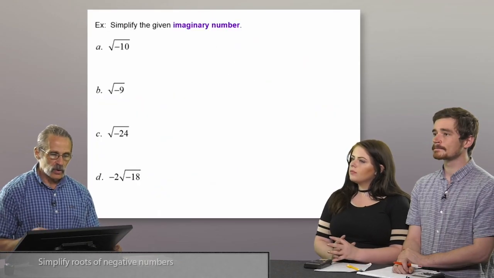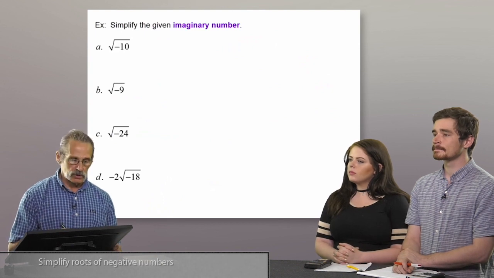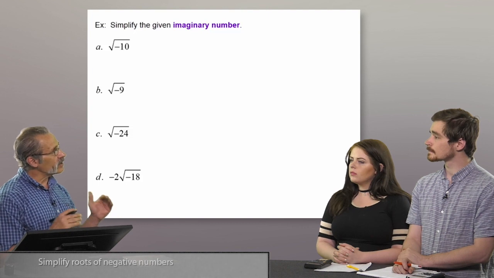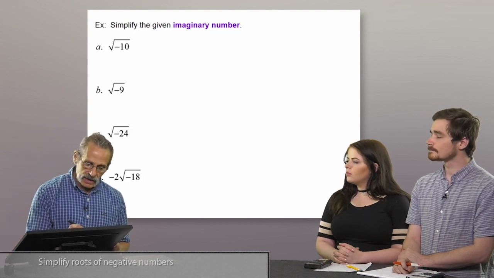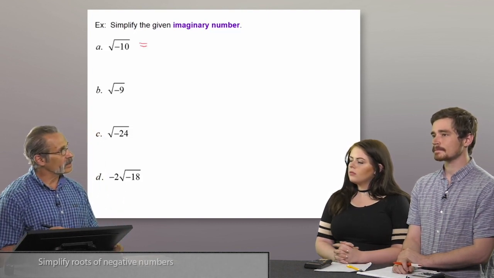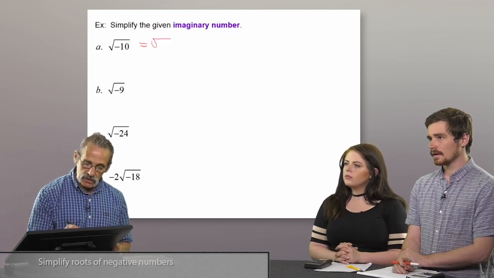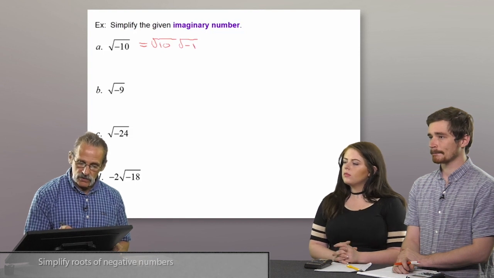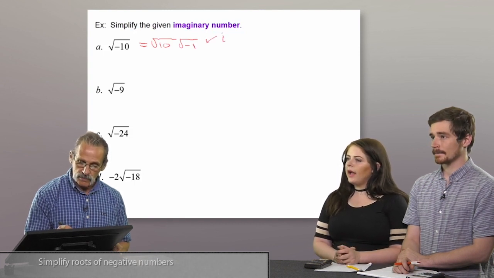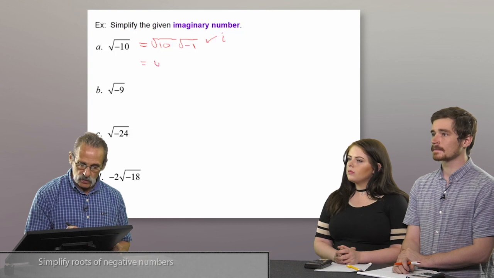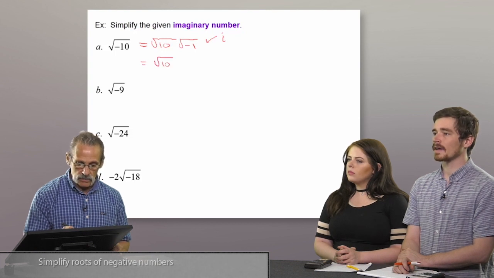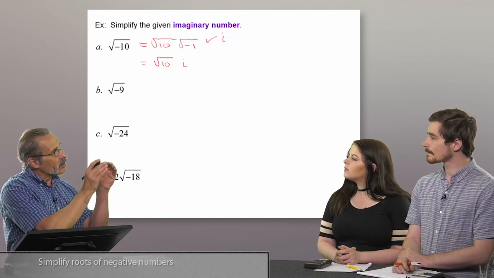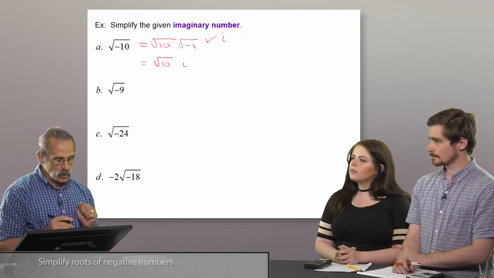So let's see if we can simplify the given imaginary numbers. We're going to start by taking a look at the square root of negative 10. I'm going to rewrite it as the square root of 10 times the square root of negative 1. And what is the square root of negative 1? i. So this becomes the square root of 10 times i. And you're always writing these as a real number times i, in that order.